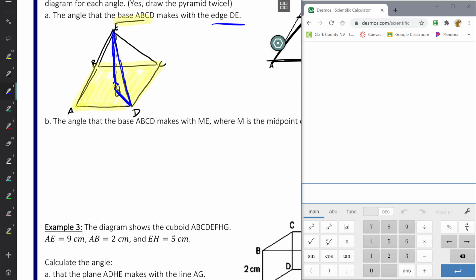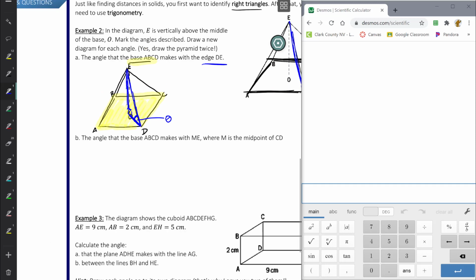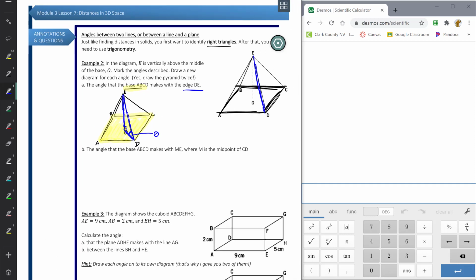But the angle that we're interested in is the angle that's made from that base, trying to extend it up through DE. And there it is. That is the angle that we want to be looking for. So I'd like for you to try to do the same thing with part B. When you come into class, let's check your work.